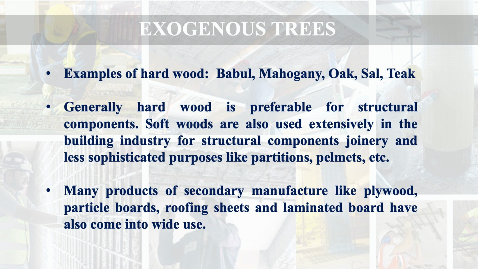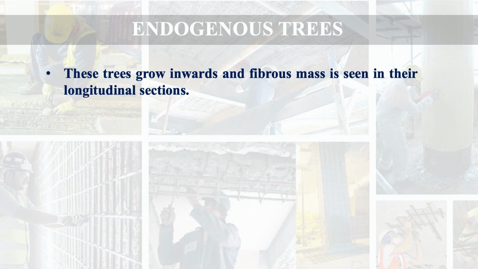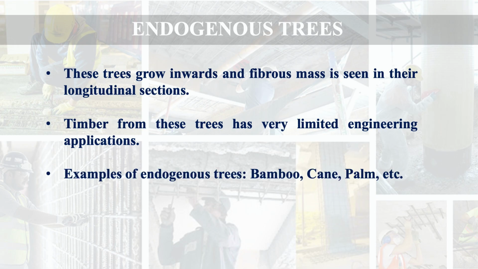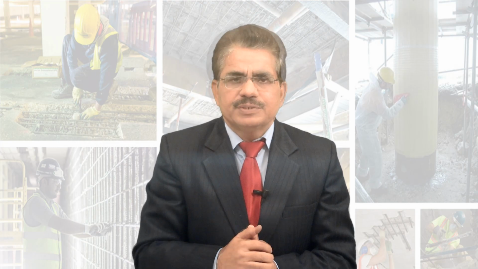Now let us see endogenous trees. These trees grow inward and fibrous mass is seen in their longitudinal sections. You will find the fibrous mass in the longitudinal section. So timber from these trees has very limited engineering application. Examples of endogenous trees are bamboo, cane, palm, etc. Their structural use is very limited, but generally for furniture and other purposes they may be used.